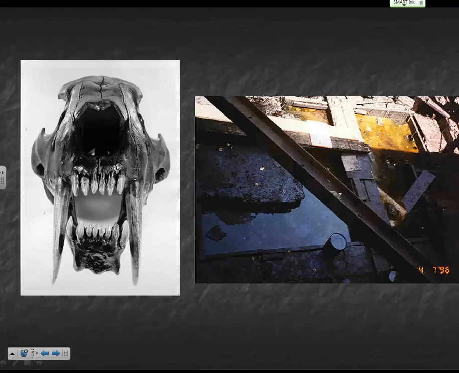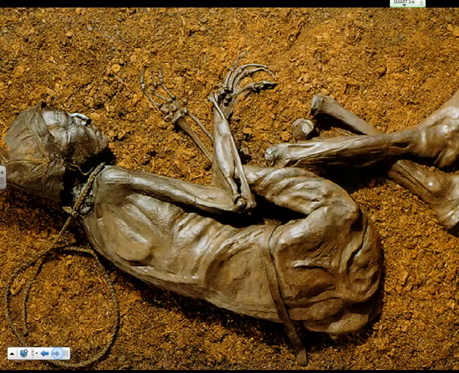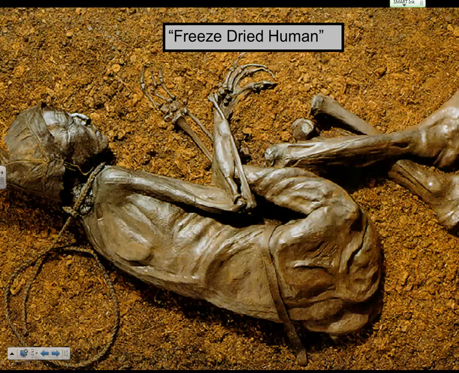Here's some original preservation. Got a saber-toothed tiger preserved in a tar pit out in California. And so it's not the entire thing preserved like the woolly mammoth, but still quite a bit of material there. And here's something, a freeze-dried human, you could call it that, but this particular unfortunate Native American, I believe this was in South America, in the Andes Mountains, was preserved because of the extremely dry and cool temperatures at that elevation.